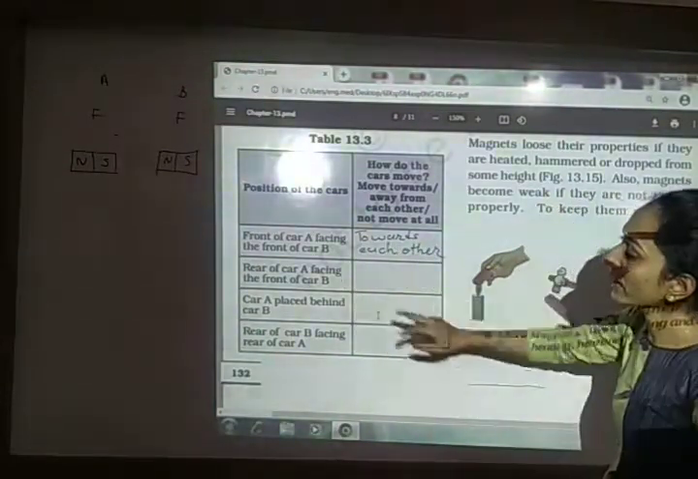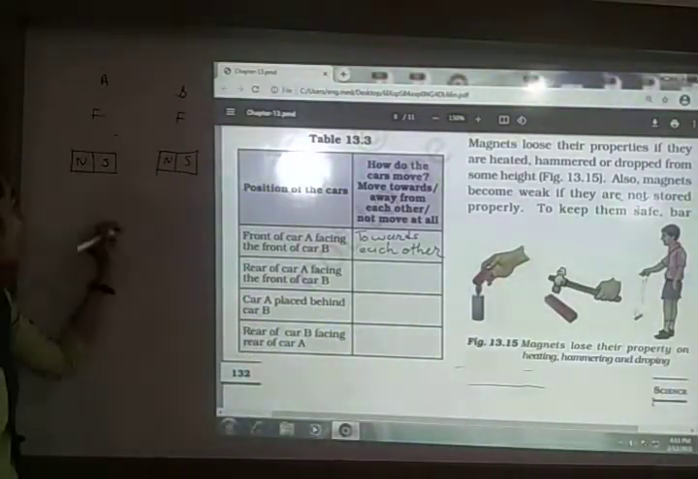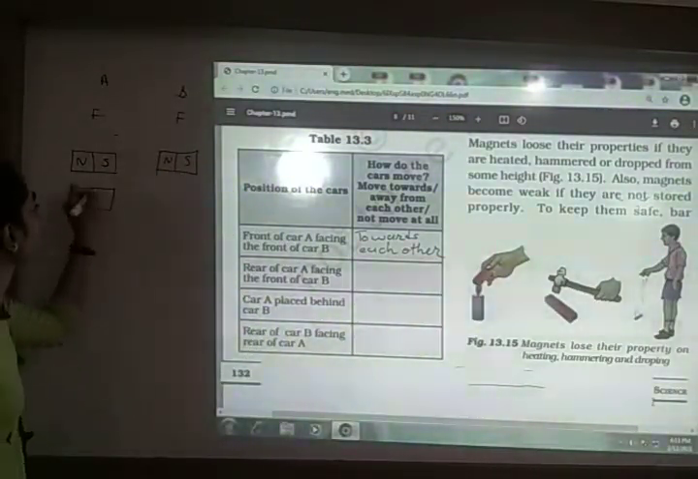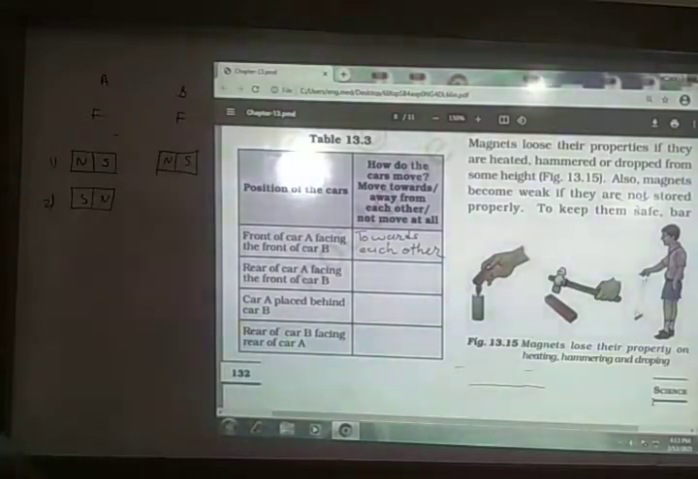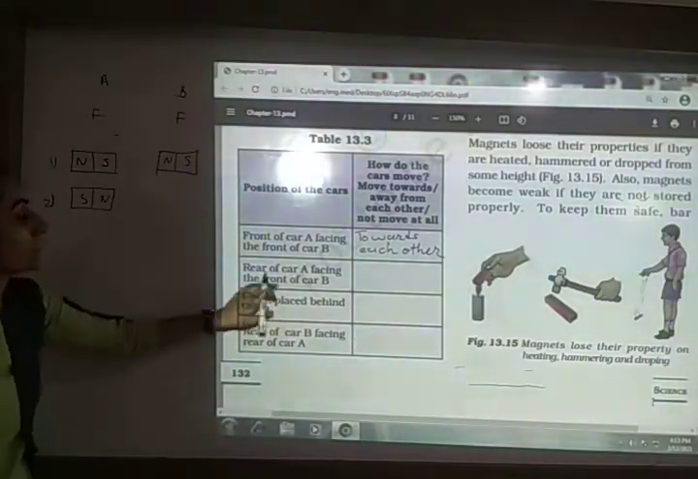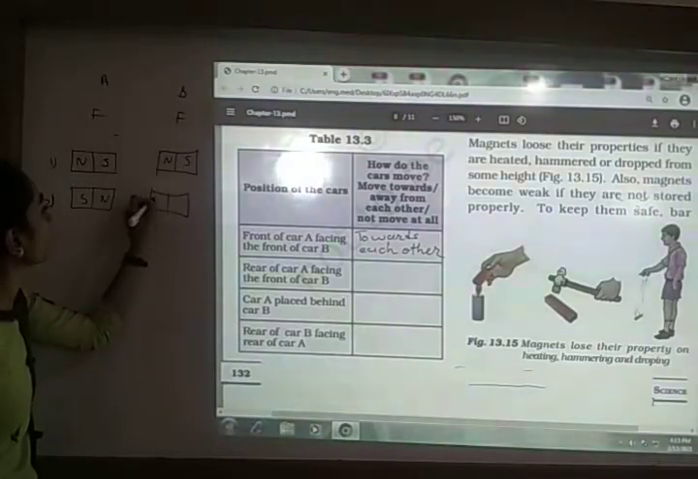Next is rear of car A facing the front of car B. Rear of car A, that means this pole will turn. Here north will come and here south will come. This one is the first situation, this one is the second one. Rear of car A facing the front of car B, that means car B will remain the same as it is, north and south.